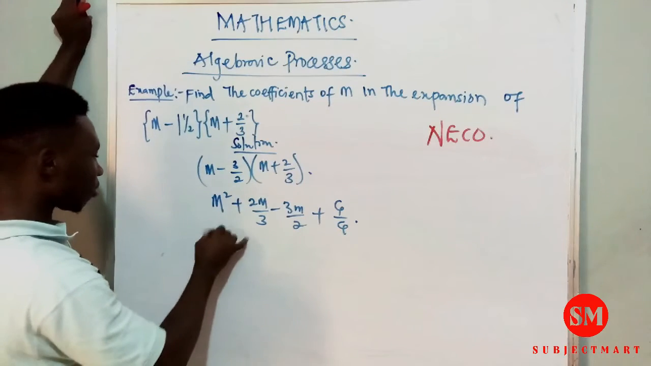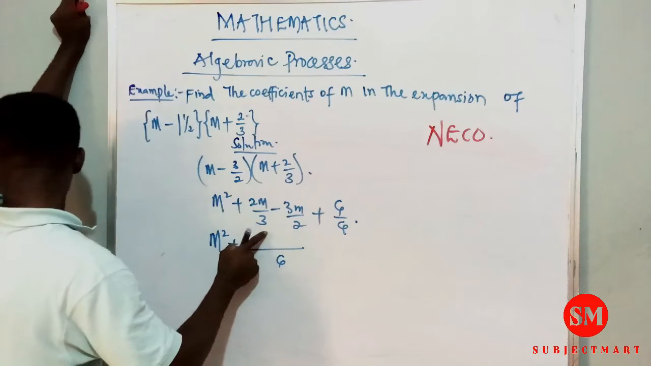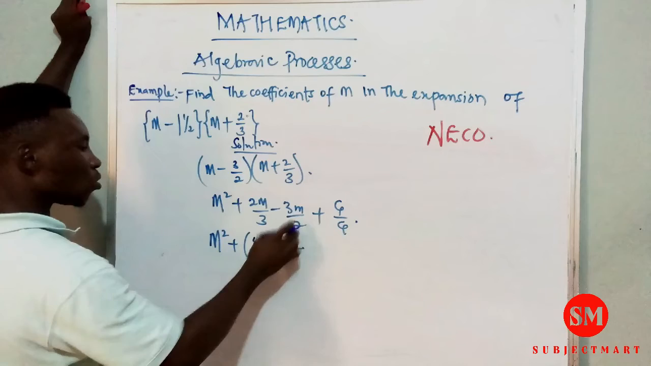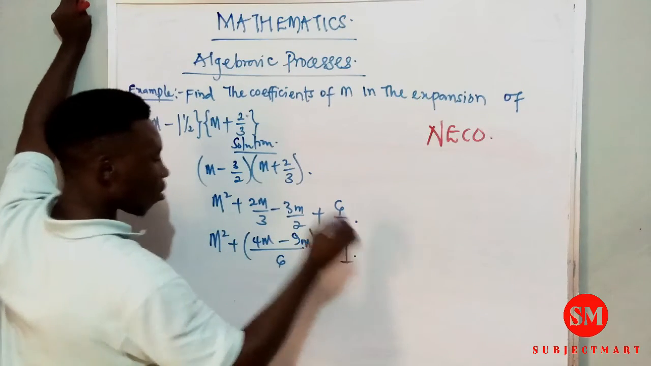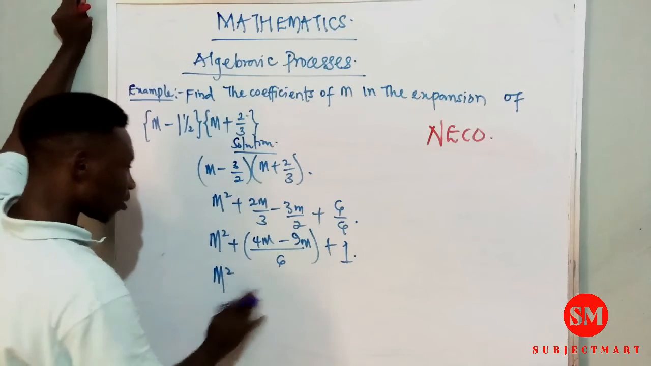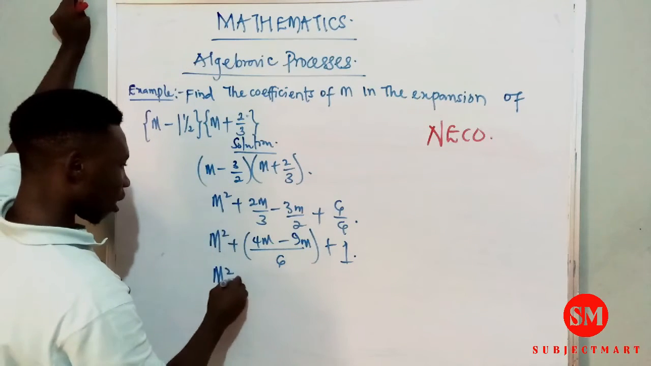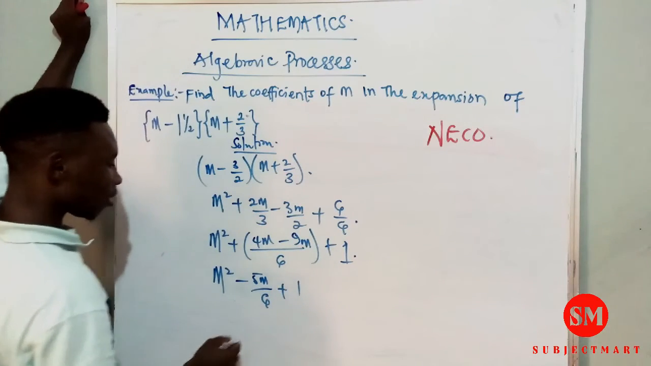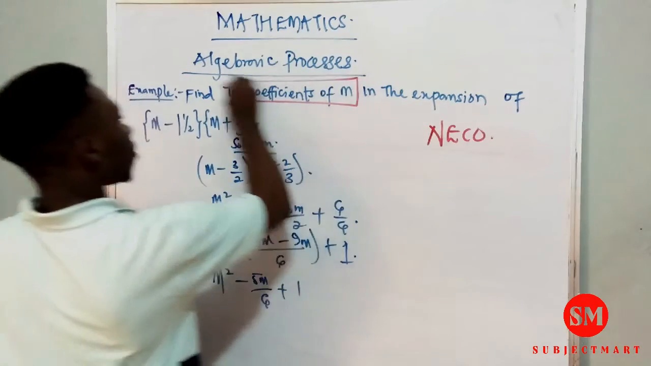So this becomes m squared plus, open bracket, the LCM here is 6. 6 divided by 3 is 2, 2 times 2 is 4m, minus 6 divided by 2 is 3, 3 times 3 is 9m, close bracket, plus 6 divided by 6 is 1. So m squared plus 4m minus 9m, which is going to give us minus 5m over 6 plus 1. Now, at this junction, the question said, pay attention to the instruction, find the coefficient of m in this expression.